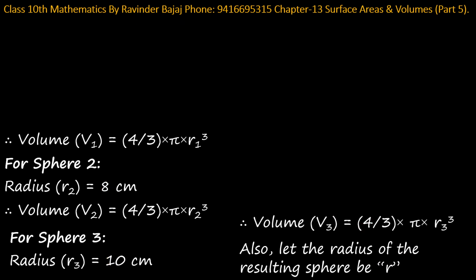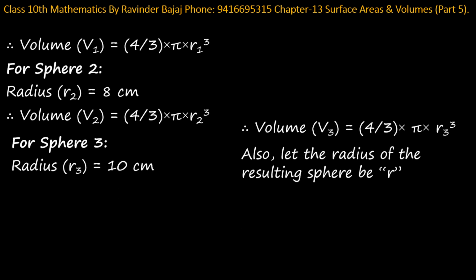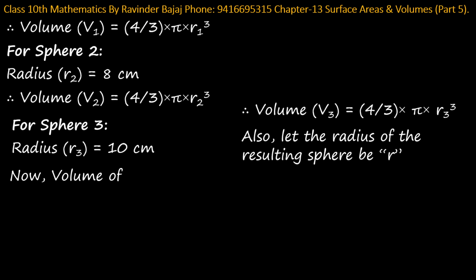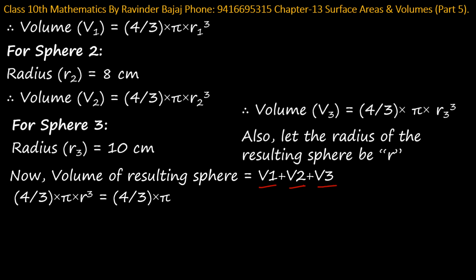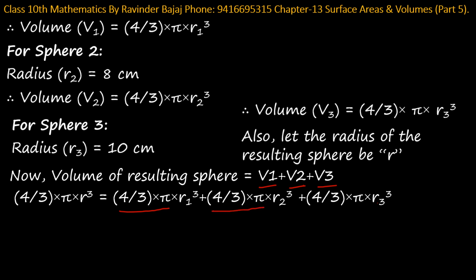Now see, let me create a space. Next. Now the volume of the resulting sphere is equal to the volume of the first sphere plus second sphere plus third sphere. Put all these values that we have calculated. So 4 by 3 pi r cube is equal to 4 by 3 pi r1 cube plus r2 cube plus r3 cube. In this one take care, 4 by 3 pi, 4 by 3 pi and 4 by 3 pi is common. And on the left hand side 4 by 3 pi will go in the denominator. And what will we get?